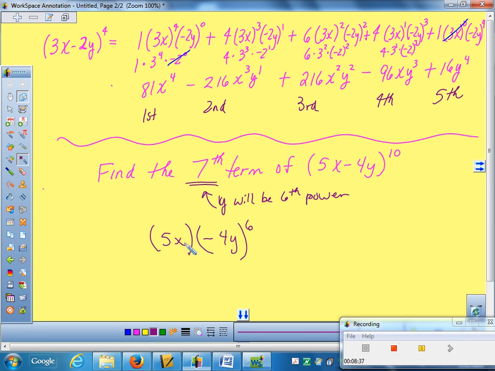Since the whole thing was a 10th power, what do we know about what those two powers together have to do? They have to add up to 10. So if this is a 6, that means the x's have to be 4, because the two powers, 4 and 6, have to make 10, that you started with.